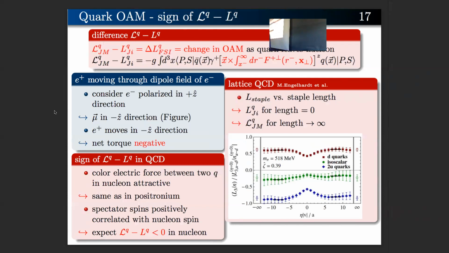Yes? Sorry, kind of a stupid question. Why does the G orbital angular momentum correspond to the zero staple? I thought it's a straight line, right? If you just make the length of your staple zero, you still have a corner angle. See what I mean? Well, I just misunderstood what you just said. No, you correctly understood what I said.